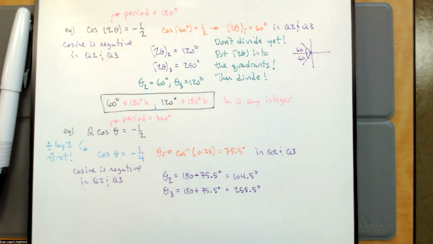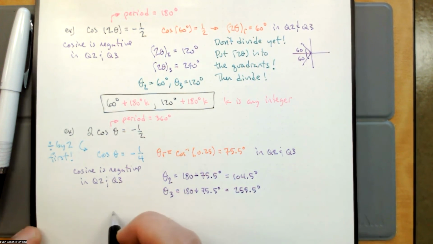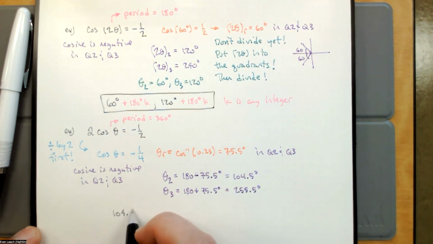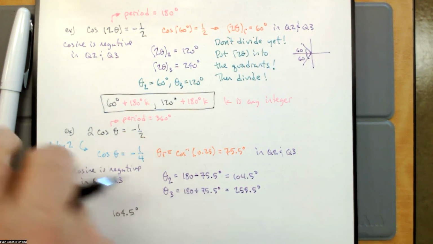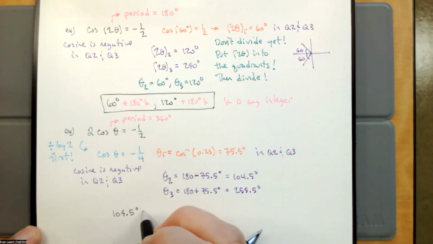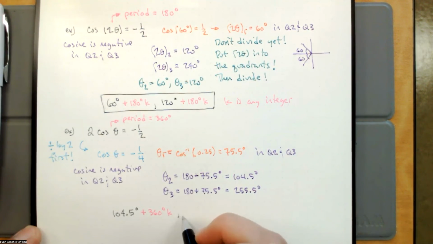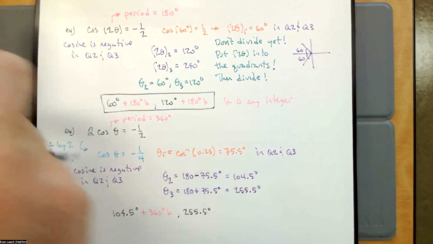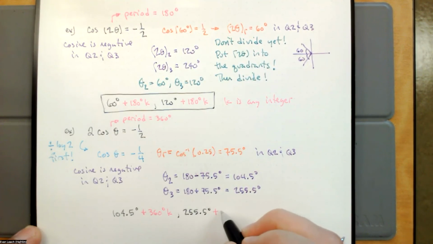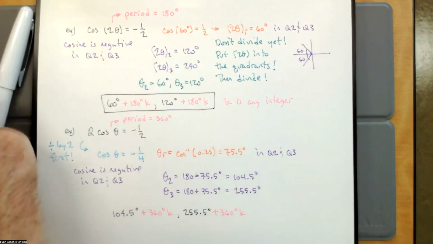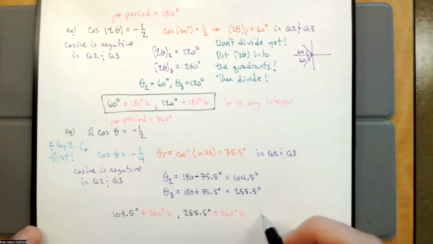The period's back up to 360, so I'll do 104.5 degrees plus 360K and 255.5 degrees plus 360K. K is still an integer.